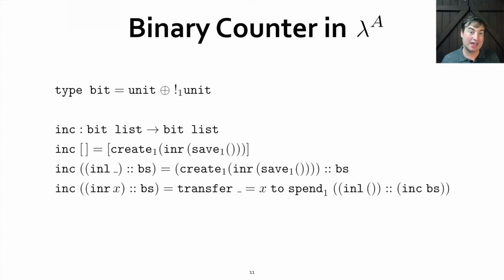A bit is either a unit on the left, which represents 0, or a unit on the right with a credit attached, which represents 1. And then the code for increment has the exact same behavior as before, it just maintains the credit policy.